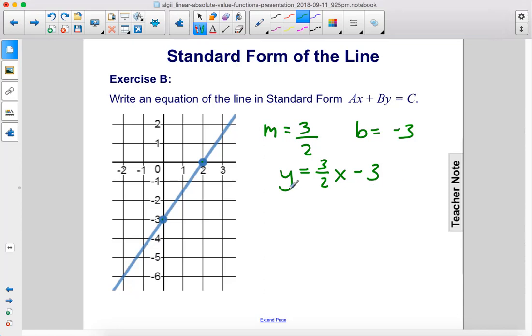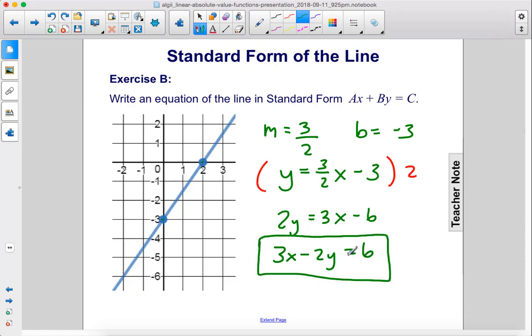Now let's convert this into standard form. Let's multiply the whole thing by 2. That will help get rid of this fraction here. So we have 2y equals 3x minus 6. And then we're going to put x on the other side. Or let's actually move y to this side. So we'll subtract 2y from both sides and we'll add 6 to both sides. We get 3x minus 2y equals 6. That is the equation of this line in standard form.